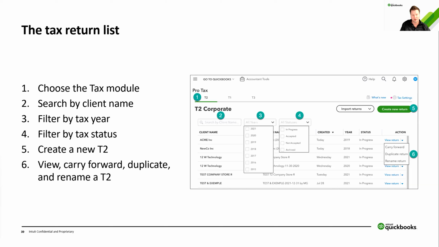So number 4 has a drop down for the status of your tax return. So ones that are in progress, tax returns that have been accepted if you've e-filed, ones that have not been accepted, so if they've been rejected for some reason, or tax returns that you have archived. So if you want to take those tax returns off your main screen, you don't want to have them seen on your main screen, especially if you're finished with them, you can also archive them as well.